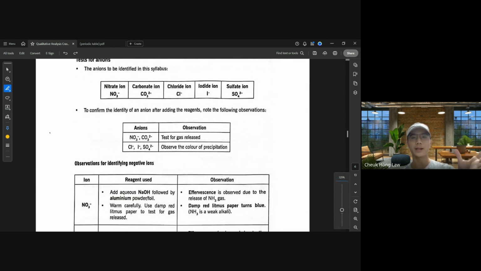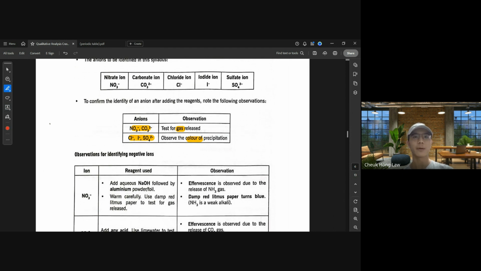To confirm the identity of the anion after adding the reagents, there are different observations that you have to look out for different anions. For nitrate and carbonate, you test for the gas release. For chloride, iodide, and sulfate, you observe the color of the precipitation.